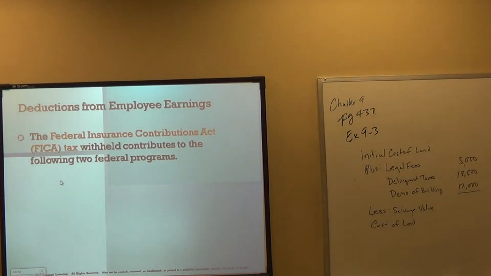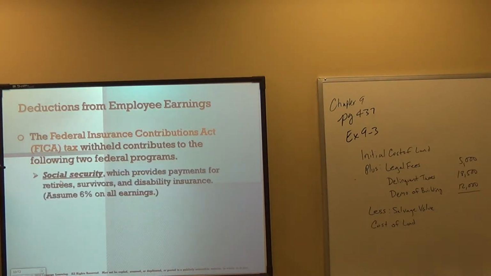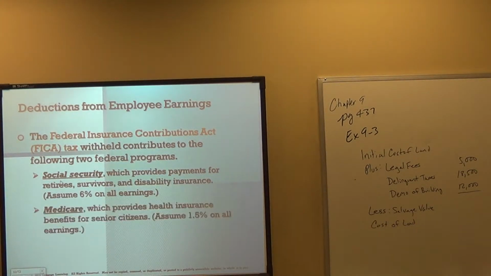So FICA, my favorite. Federal Insurance Contribution Act, with the following 2 programs here. Social Security. So Social Security provides payments for retirees and survivors of municipal insurance, assumes 6% on all earnings there, up to certain points. We'll talk about where that stops a little bit here.